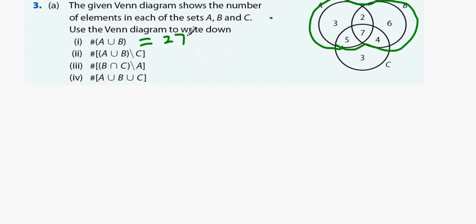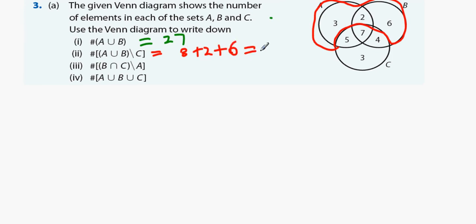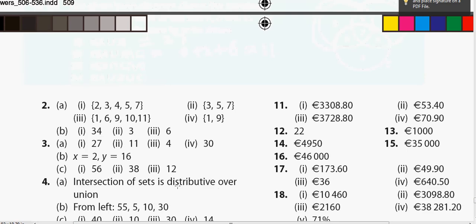Now the next one is A union B less C. Everything that's in A union B that's not in C. So once again we draw around C. We draw along C's line and then we encompass A and B. And what we're going to have here is 3 plus 2 plus 6, and that's going to get us 11. So the first two answers are 27 and 11. So now we're on the right track.